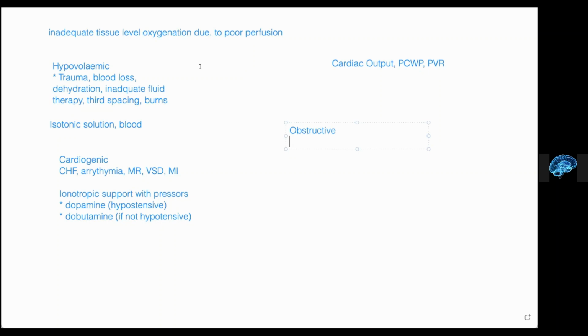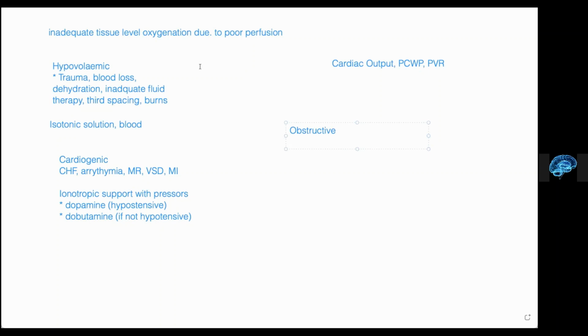So in tension pneumothorax, cardiac tamponade, and even in massive pulmonary embolisms, you can get obstructive shock. And again, if I'm thinking about cardiac output, PCWP, PVR, my cardiac output in obstructive shock decreases. If you're thinking about cardiac tamponade, overall cardiac output is decreased, with muffled heart sounds and distended or engorged veins draining into the right atrium, leading to a visible clinical sign of engorged neck veins.